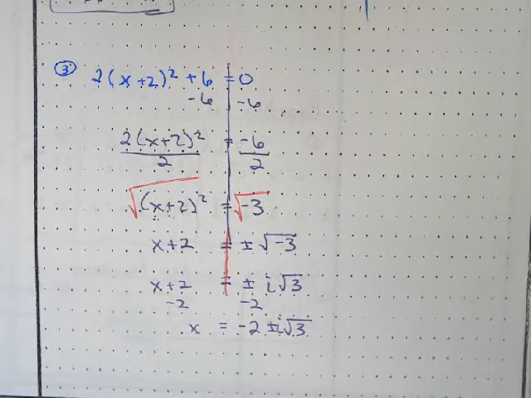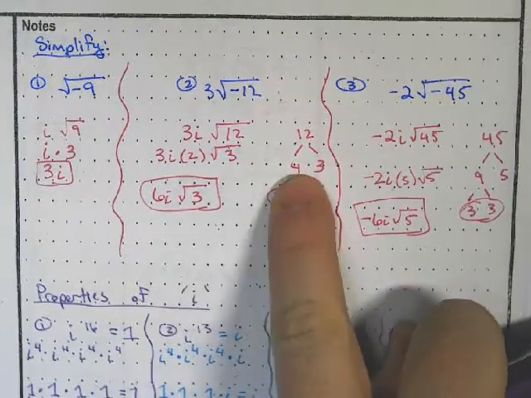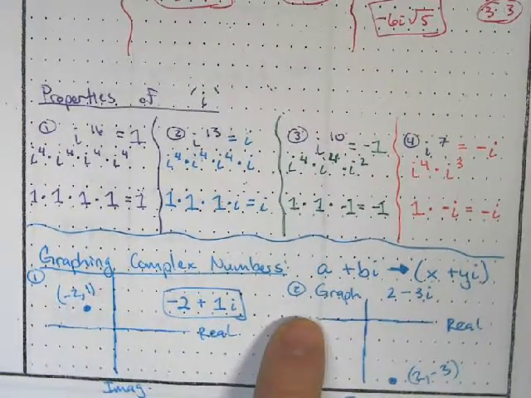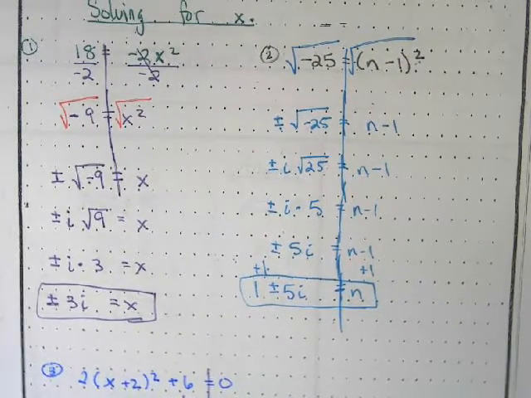Okay, so there's some extra examples going from simplifying our square roots to using our properties of i to help us simplify these i's, to graphing some complex numbers, and then using all these skills to solve for x.